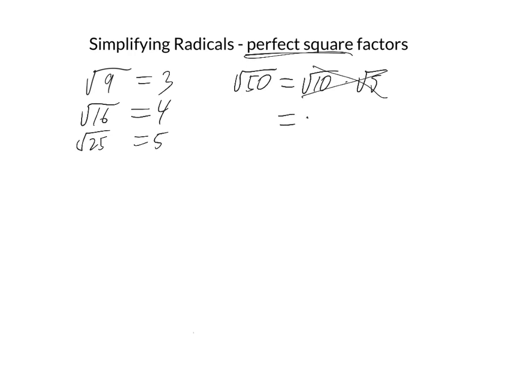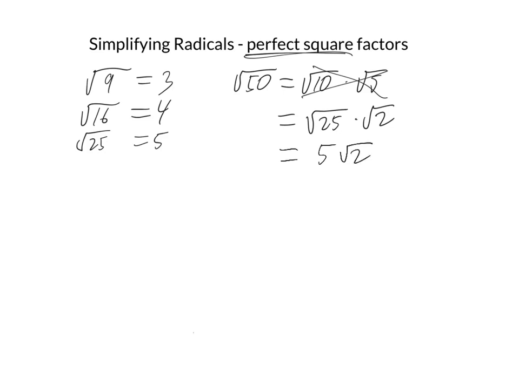Let's say I rewrote it as the square root of 25 times the square root of 2. Again, perfectly legal, because 25 times 2 is 50. But this time it actually is useful, because I know what the square root of 25 is. So I can rewrite the square root of 25 as 5. Now the square root of 2 I still can't do anything with.